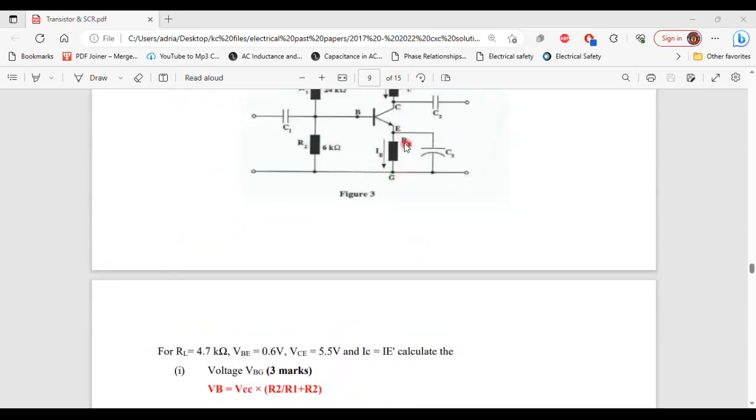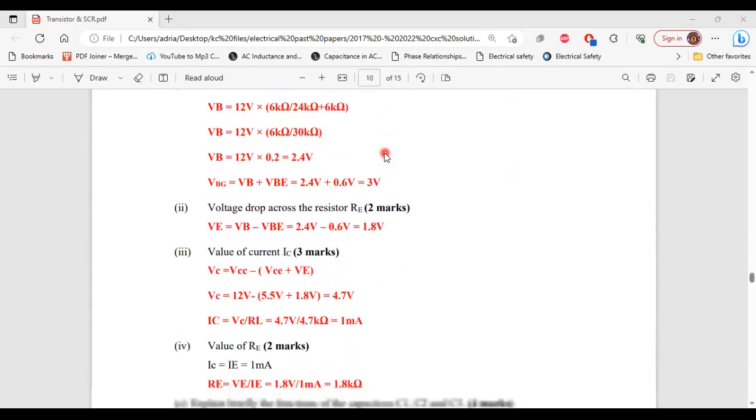All right, so this is the resistor RE, and we need to calculate the voltage drop. Seeing that we already have VB, and we know the value for VBE, which was given as 0.6 volt, we can go ahead and calculate the voltage drop across RE. So VE, which represents the voltage drop across RE, is equal to VB minus VBE. That is 2.4 volt minus 0.6 volt. That will give us 1.8 volt. All right, so that's it for part two.